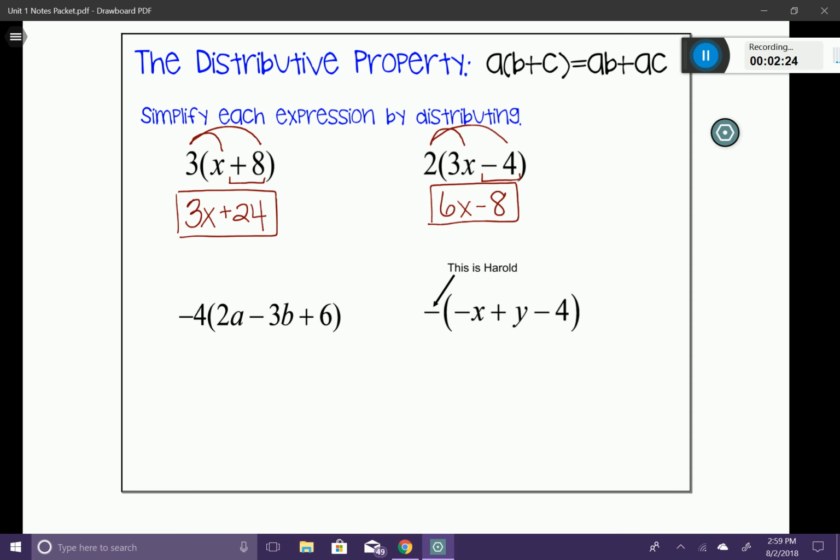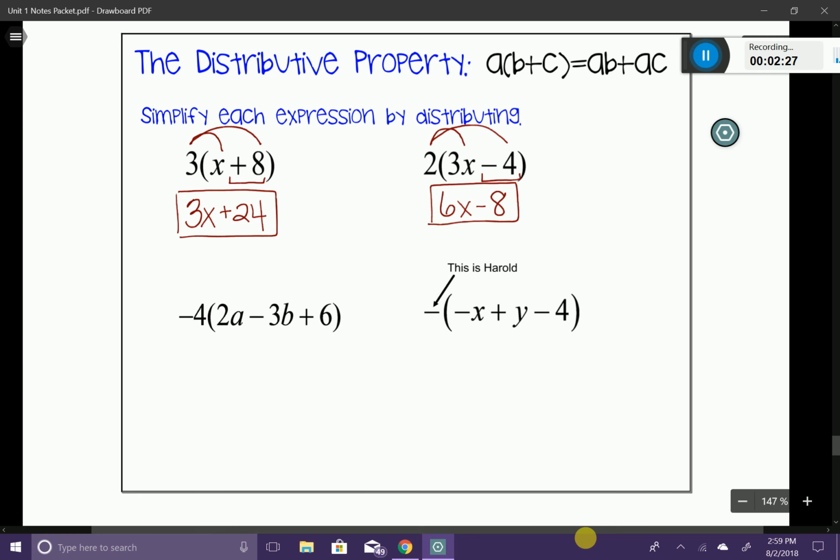All right, let's go ahead and just bump it up slightly. I'm going to be distributing negative 4, but this time I'm going to distribute it into 3 terms instead of 2. So negative 4 times 2a is going to leave me with negative 8a. Negative 4 distributed into the second term, negative 3b, so a negative times a negative is going to give me a positive 12b. And then the last one, negative 4 is going to be distributed into positive 6, leaving me with negative 24. And that is my final answer.